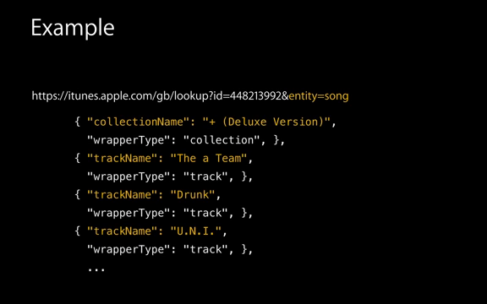And here, we get the awesome results back that you expect. So we get the album name, which is Plus, and the first track on that album is The A-Team, and so on, the rest of the songs on that album. You can also navigate up the content hierarchy. So if you've got a song and you want to know the artist, you can pass in entity equals artist and track that way. So there's a lot you can do with the Lookup API.